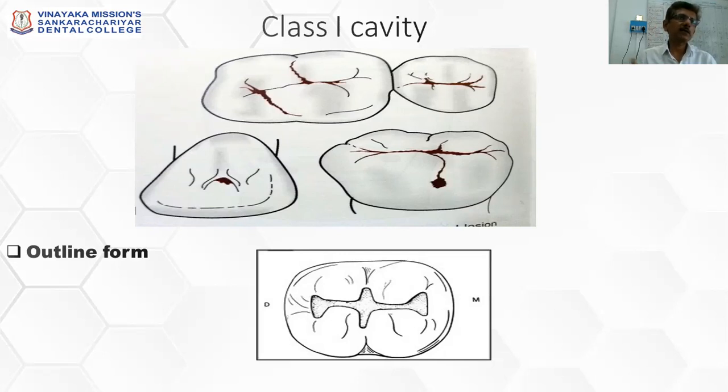Enameloplasty, which is nothing but, say for example, when you prepare a cavity and towards the periphery you find a small amount of defect, you want to incorporate the defect as part of that cavity. So it's like this saucerizing of this particular defect with the help of a round bur or a pear shaped bur and getting it into part of the cavity design.